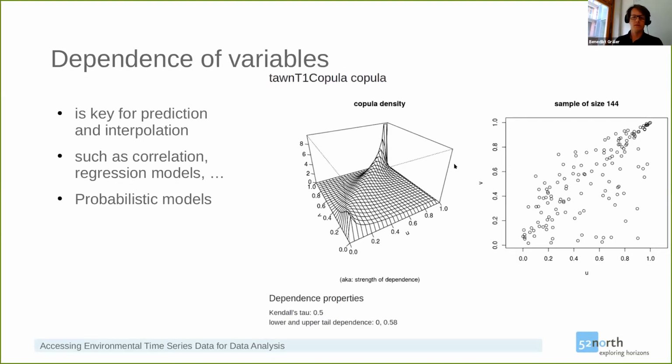And of course, the most interesting part about looking at multivariates is the dependence of variables. So it's key for prediction and interpolation. All these prediction and interpolation processes are just based on dependence, and how the dependence between two variables, or one variable over time from one time step to the other, is designed and built up. It's all a hidden dependence structure. There are easy approaches like correlation or regression models, which also can get quite complicated. And there are probabilistic models, like you can see on the right-hand side.